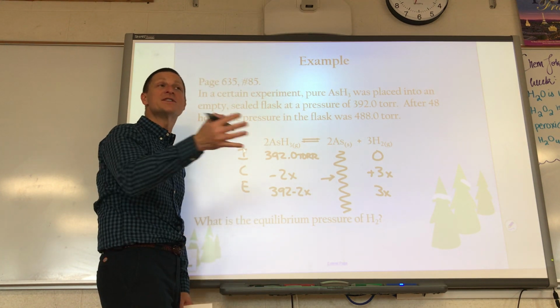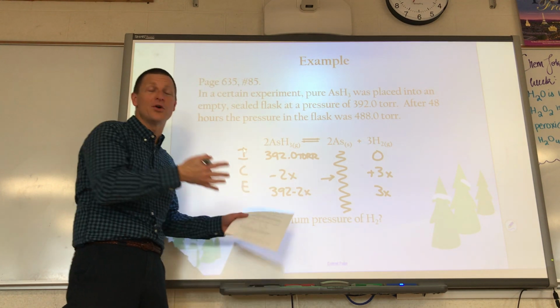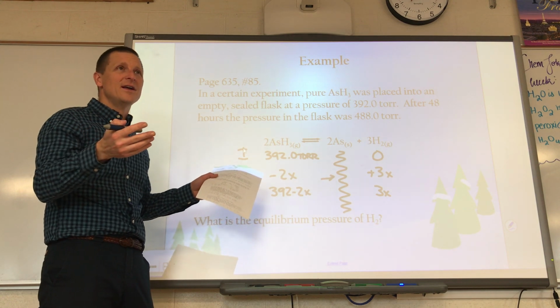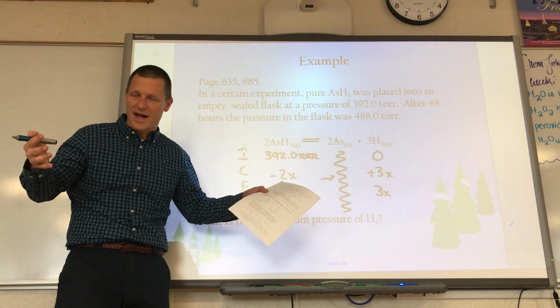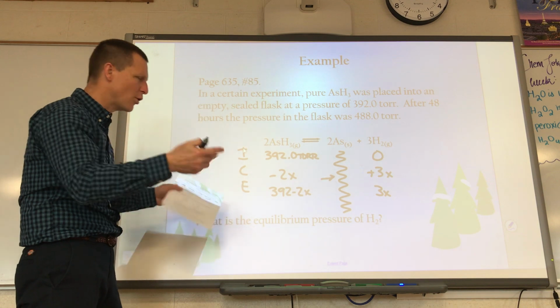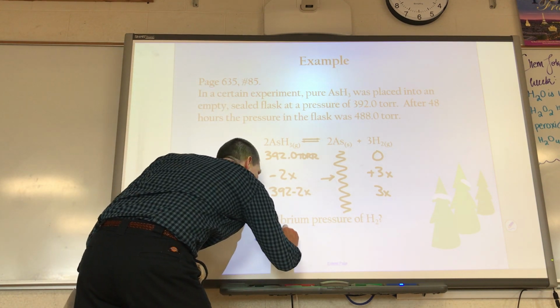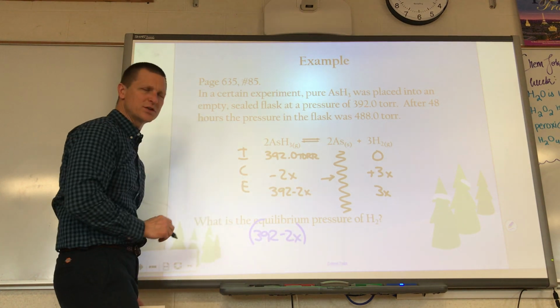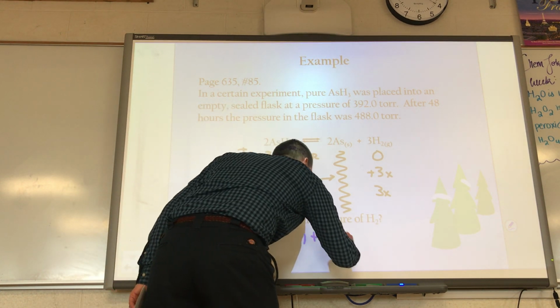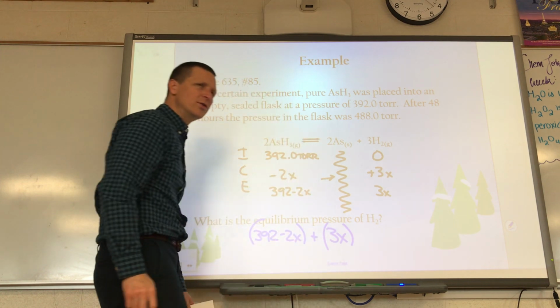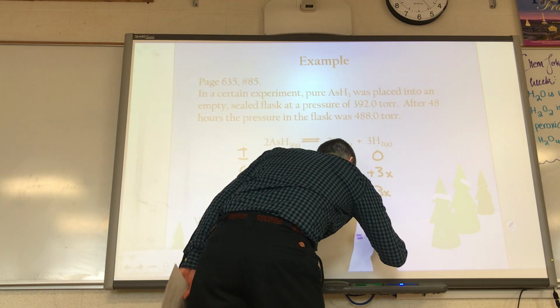Oh. So there's another type of equilibrium problem where you don't even need the K value. You'll be given a total, not a concentration, you'll be given a total pressure, and so all you have to do is add the two. 392 minus 2x, there's the pressure of AsH3, plus 3x, there's the pressure of H2. Add them together, you're going to get 488.